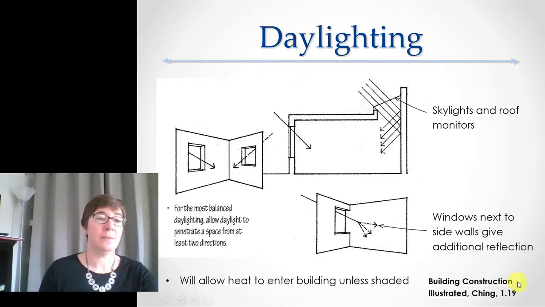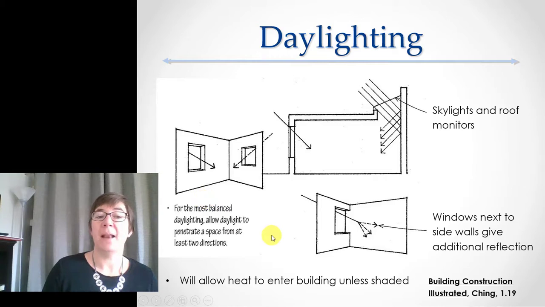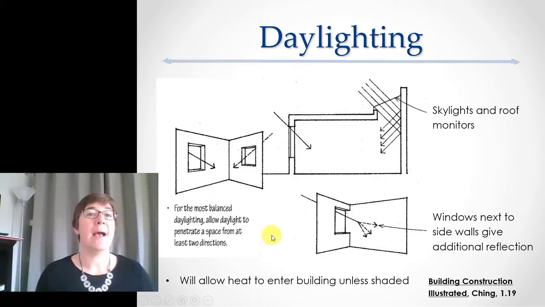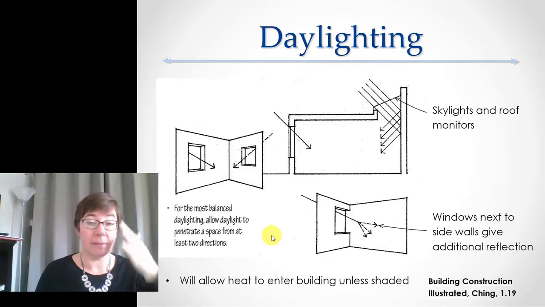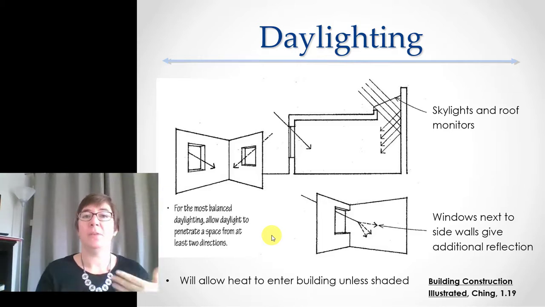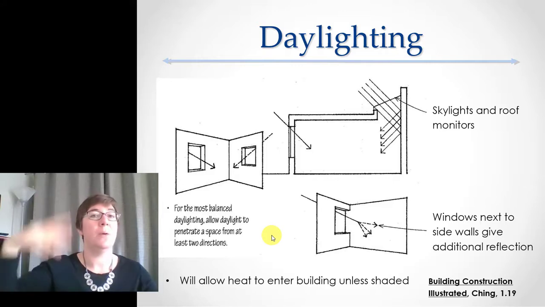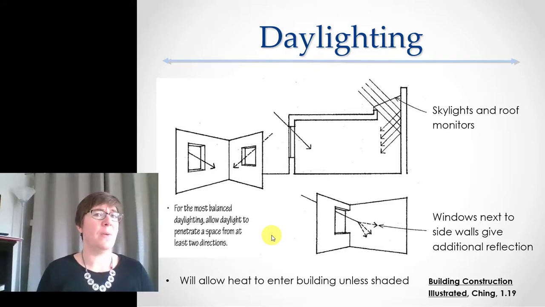The first is, for the most balanced daylighting, you should allow the daylight into the space from two directions. Having only one direction of light is less successful. It could be two adjacent windows, two opposite windows, or a window and a skylight. There are a number of different ways to do this, but two or more directions that the light is coming from just gives you a more balanced lighting system.